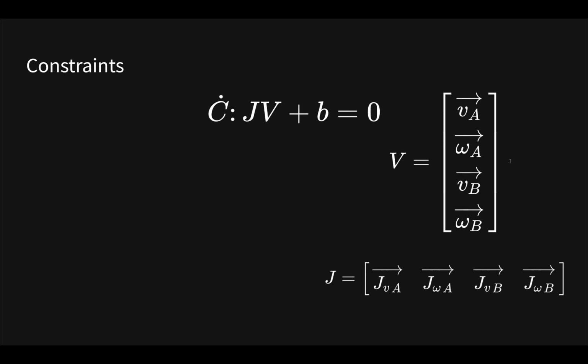So the part of our code that, during the resolution phase, makes sure all the constraints are satisfied is called the constraint solver. And the most popular method to solve constraints is called sequential impulse. Sequential impulse was popularized by Erin Catto, the author of Box2D, which is a lightweight 2D physics engine for games.